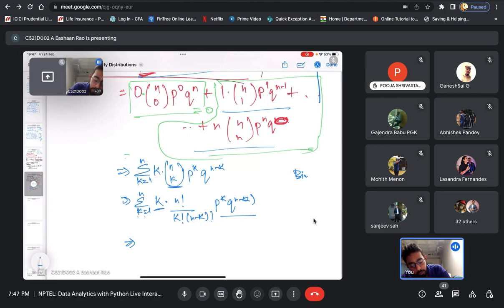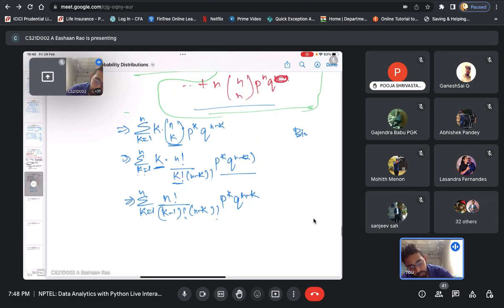Now if I have to remove k here, I just need to do that. I just remove k from here and put k minus 1 factorial. So k into n, so I will just put n over k minus 1 factorial, n minus k factorial, p raised to k, q raised to n minus k. Okay, now once I got this it becomes a little complicated, so let's try to simplify it more.